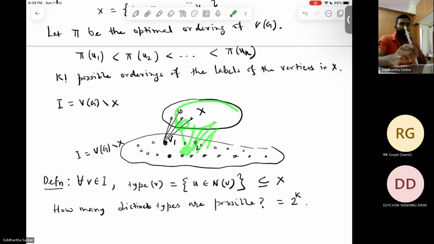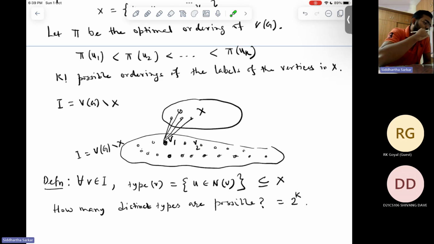Now you're on board with the fact that K is mod X, so the number of distinct types is 2 to the mod X. Okay, so now we are in business.